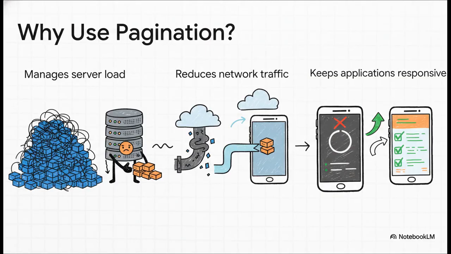And the reasons for doing this are, well, they're fundamental to making the internet work. Without pagination, servers would just get crushed trying to handle these enormous requests. Your phone would be choked with data, and the app itself would just freeze up or crash. So pagination is the unsung hero that keeps our favorite apps feeling fast and snappy.